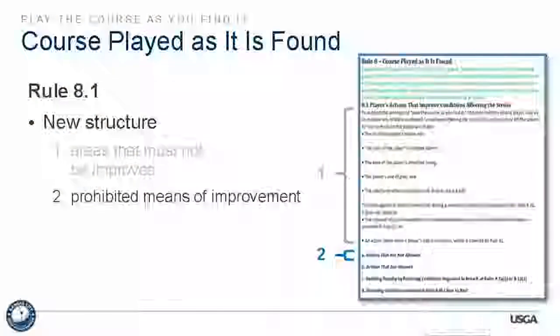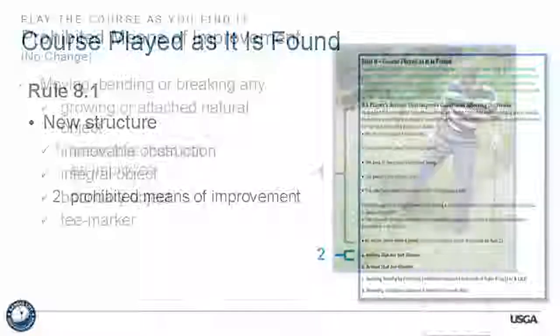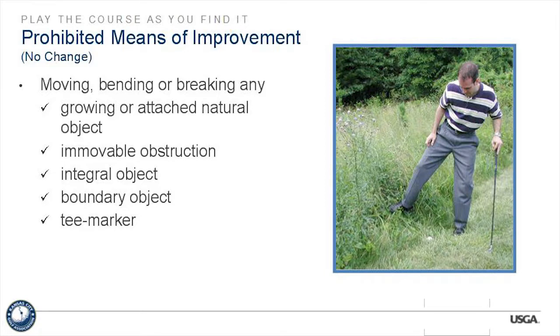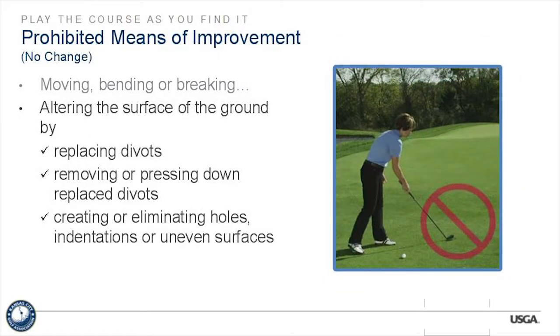Okay, prohibited means of improvement. We'll talk about some things that we can't do now specifically. This is not a change from the rules before. Moving, bending, or breaking any growing or attached natural object. Moving, bending, or breaking an immovable obstruction, an integral object, or a boundary object. So we can't break these things or move them out of the way. Tee marker when your ball is in the teeing area. That is a fixed object now. You can't take care of that one.